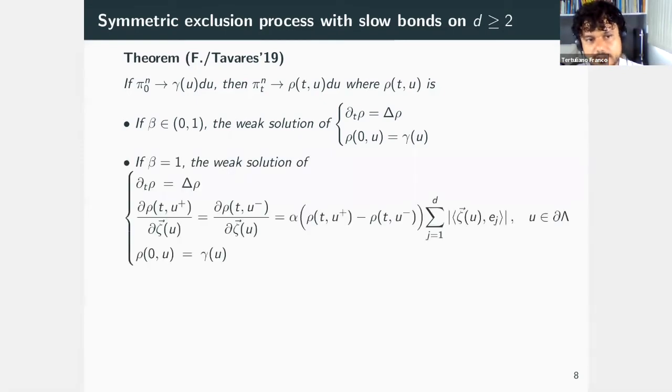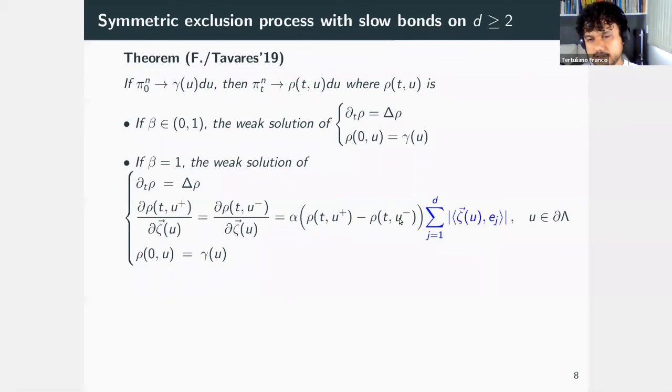If beta is equal to 1, the limit is the weak solution of a heat equation with a Robin boundary condition along the boundary of lambda. But now you have this special factor here. You see, you have these directional derivatives in the direction of the normal exterior unitary vector. Here and here they are equal. The u plus and u minus are the limits from outside and from inside the region. They are equal to alpha times the difference of density, the size of the discontinuity, times this factor.